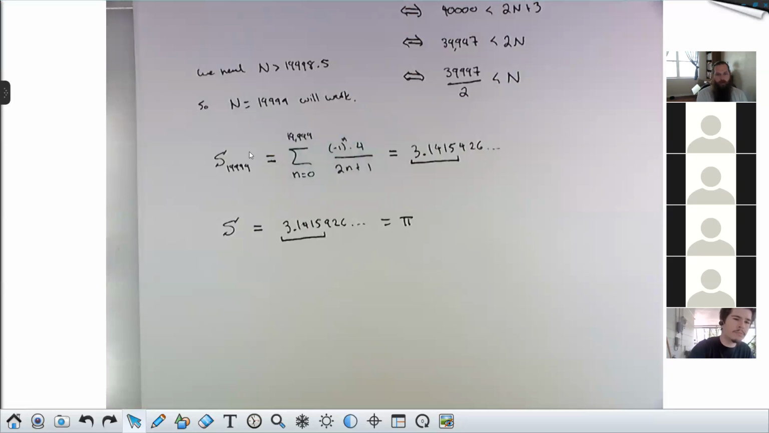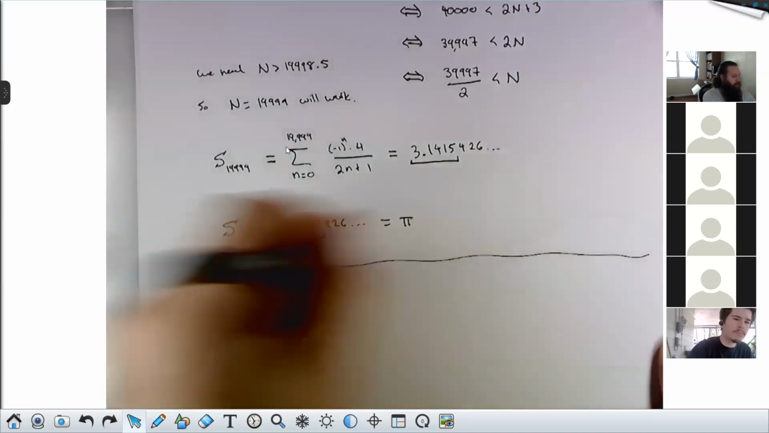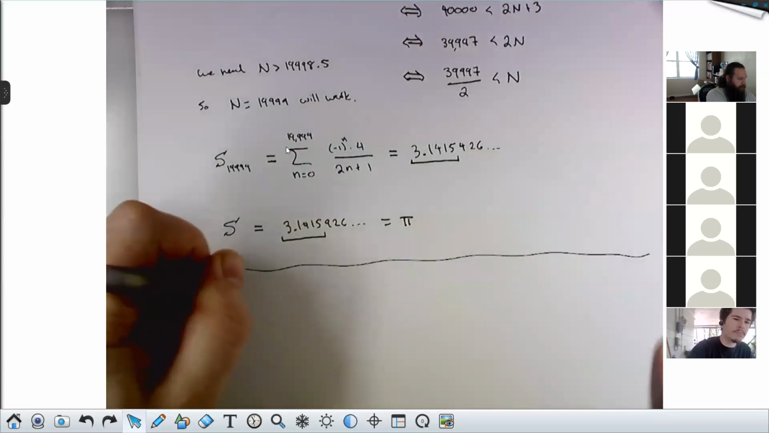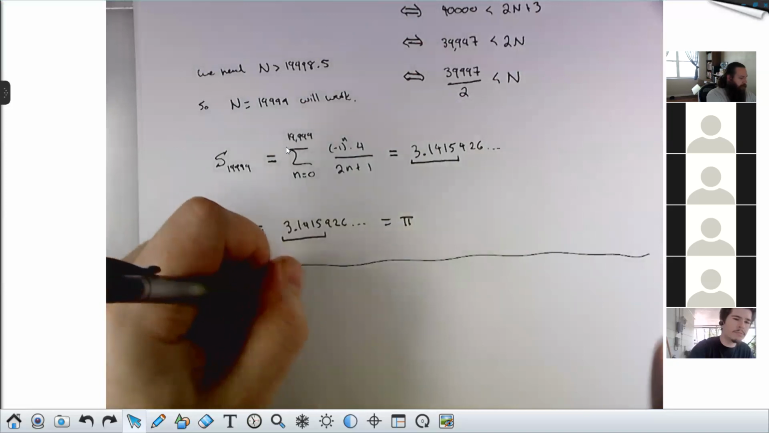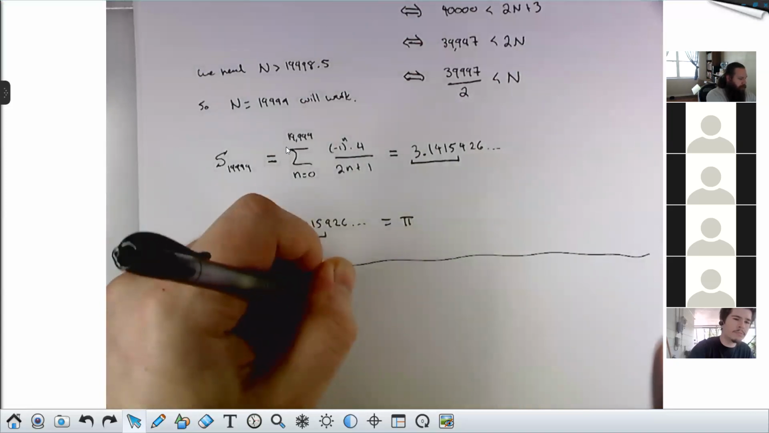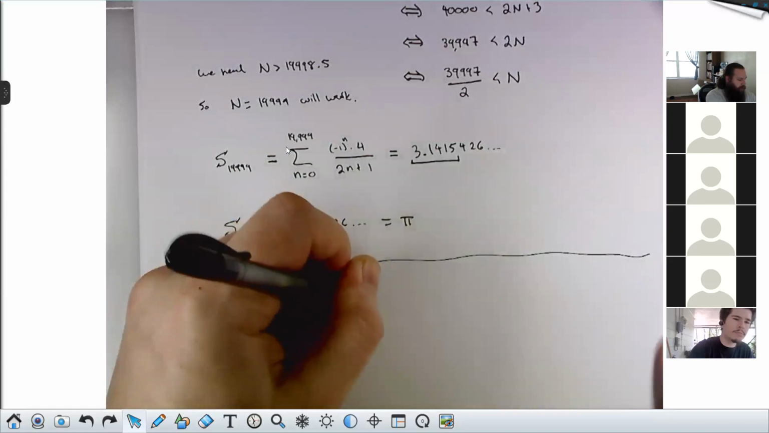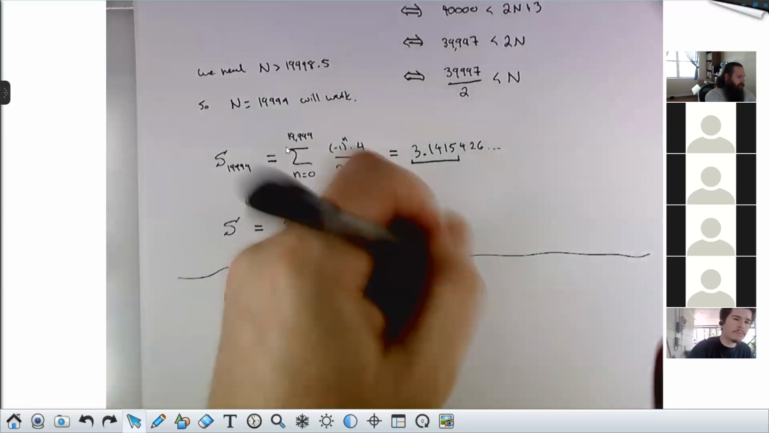The other option would be to give you a series that converged much, much, much faster. A valid exam problem exactly of this nature would be something like: estimate S equals sigma n from 0 to infinity of -1 to the n over n factorial to 2 decimal places.